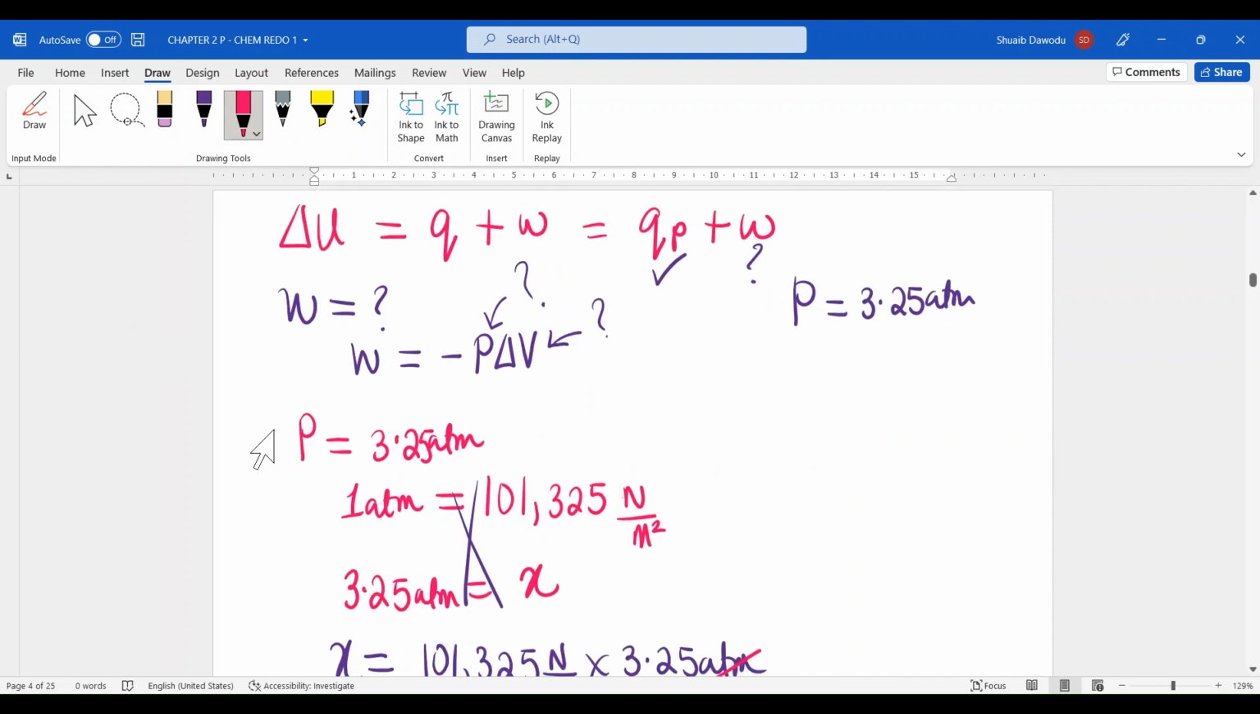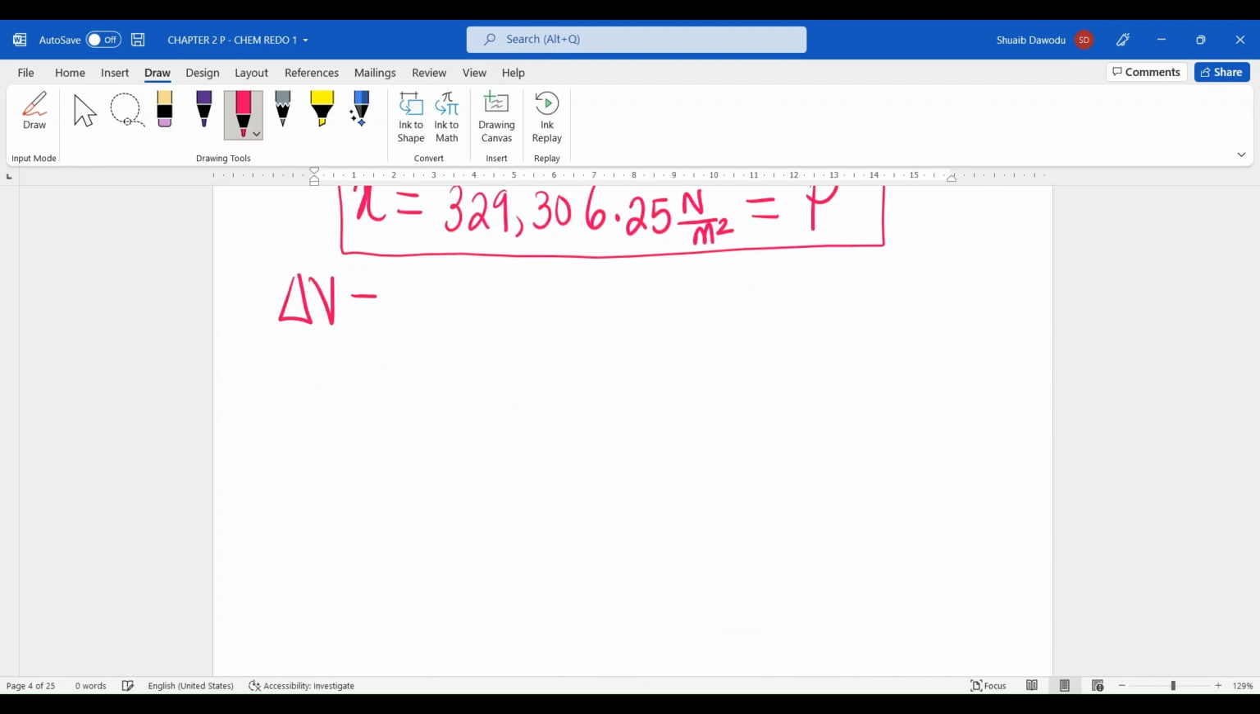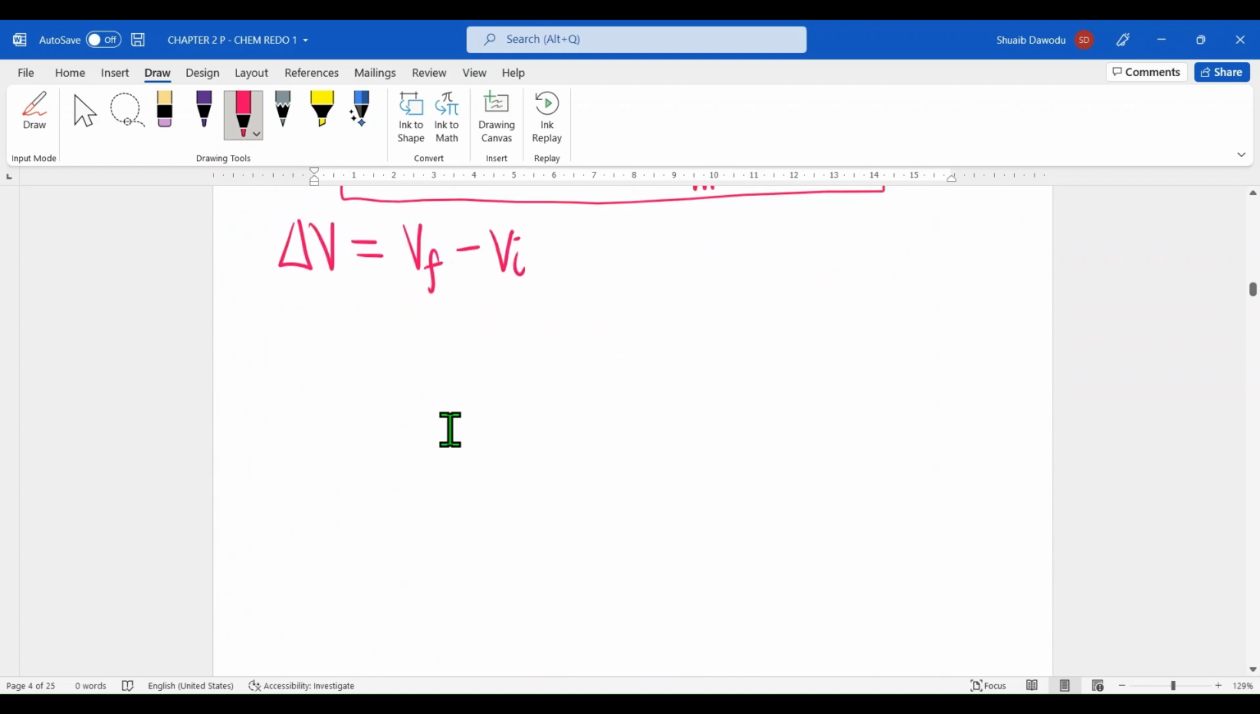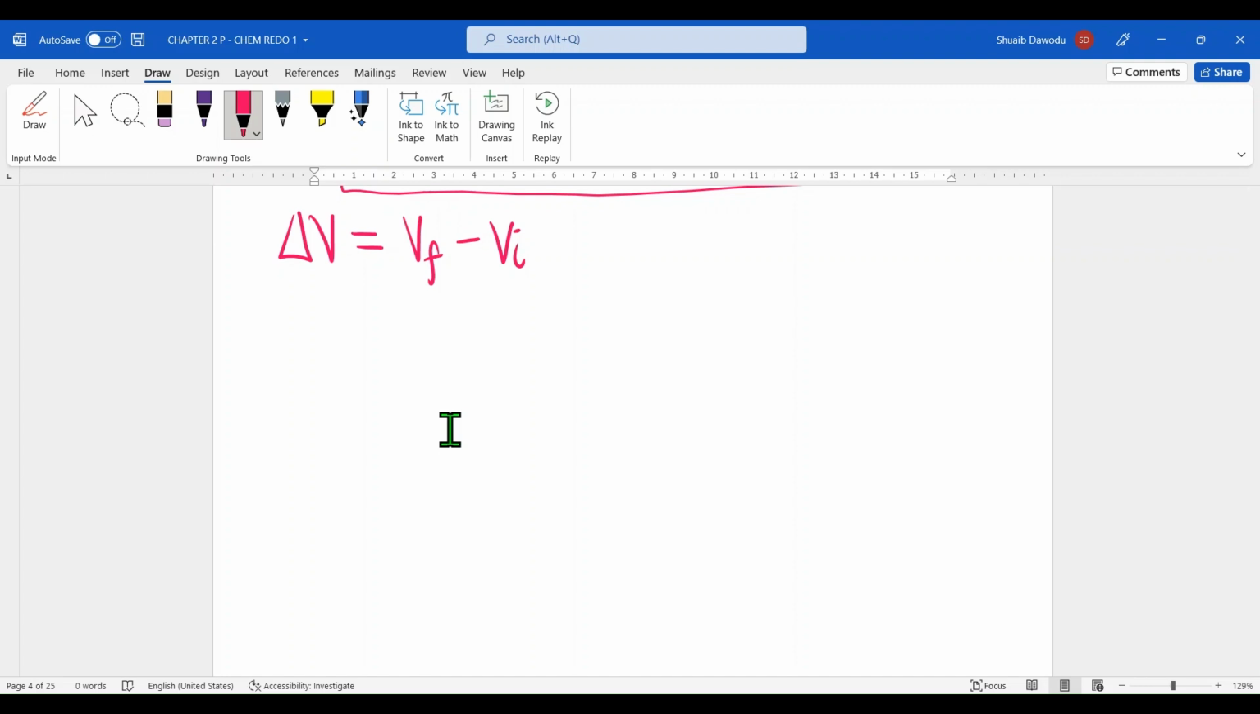So now we're going to deal with the change in volume. The change in volume is simply going to be V final minus V initial. When we go back to our question, you see that we're not given an initial volume or a final volume. So what this is telling you is that you're going to have to calculate them first before we can go further. V final is just nRT final divided by P. We know that the pressure is constant, we know the number of moles, R, and also T initial.